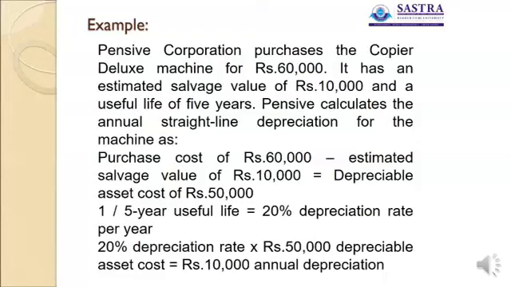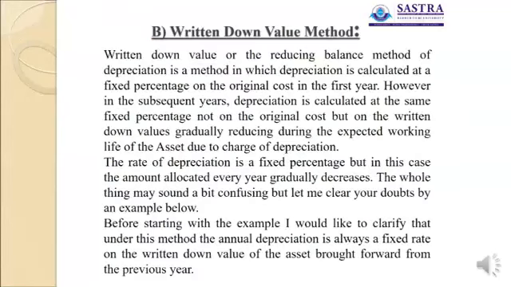So original cost 60, salvage 10, lifetime 5. So 50,000 by 5, 10,000 is the depreciation. Such 10,000 is the depreciation, and 10,000 applied on the original value also finds the rate of depreciation: 1 by 5 years useful life, 20% depreciation rate per year. Right? This may also be a method to calculate. And the written down value method is another method of recording depreciation.